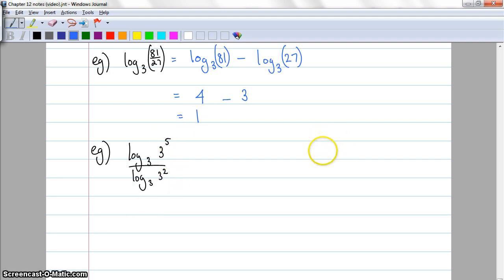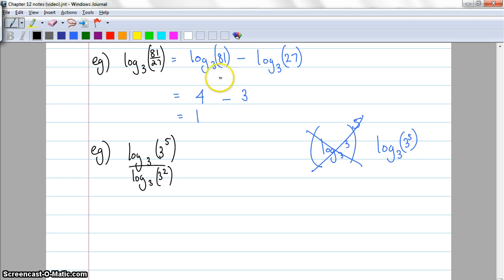And let me just be really clear. It's not log 3 all to the power of 5. That can happen as well, but that's not what we have. We've actually got log 3 of 3 to the power of 5. So the power is actually in there. And I probably should have put brackets around those just to signify that.